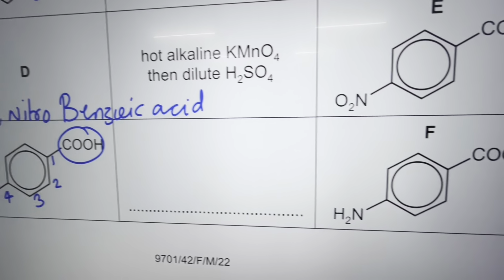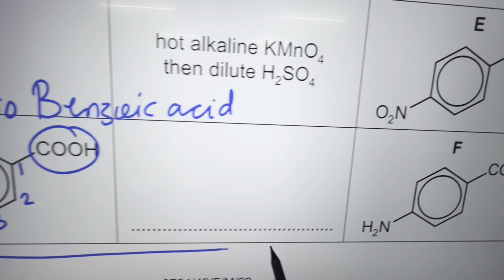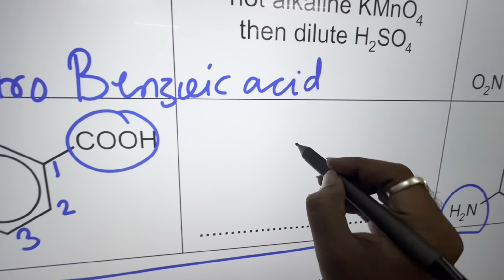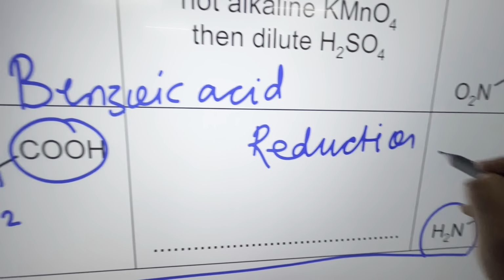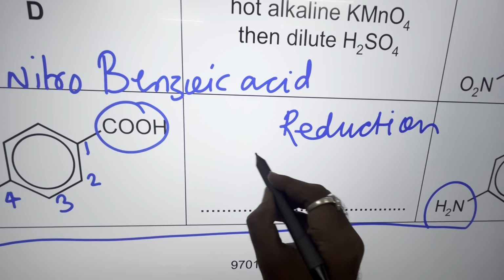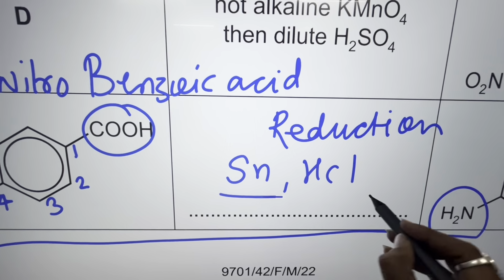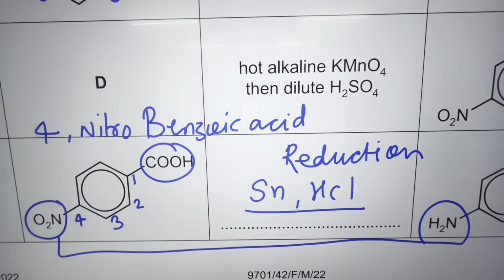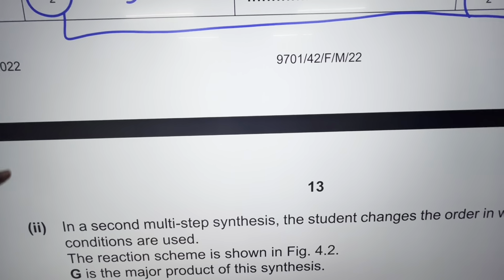Now they have given your condition and one product. If you see the difference, nitro became aniline. So what is this process? This is a simple reduction. For nitro to NH2, there is one simple reduction reagent, SnCl2. Reduction in the presence of SnCl2 converts the nitro group to NH2. So this is a very simple reduction they have given.